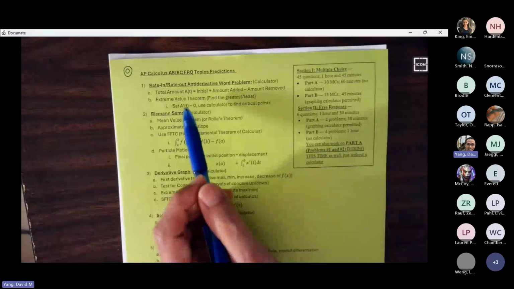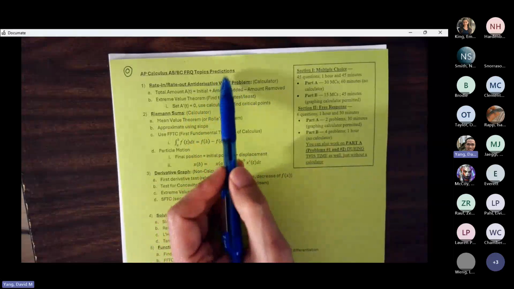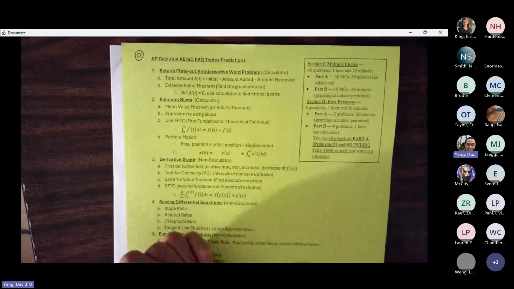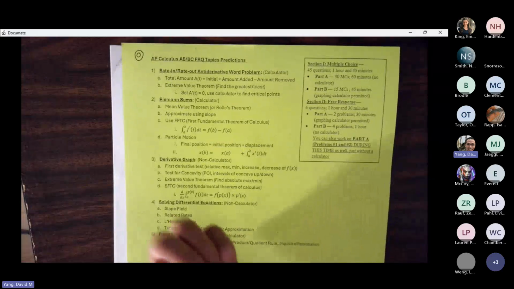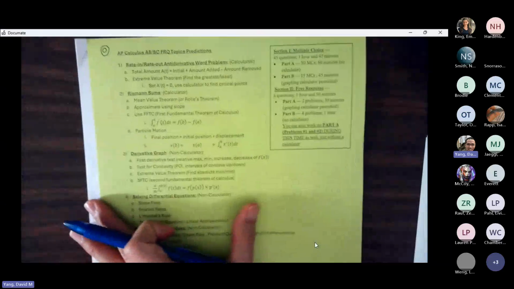I do want to make sure that you guys look through these topic predictions. It doesn't mean that these are going to be the topics that you're going to for sure see on the AP exam, but these are the ones that have come up the most often in recent years.